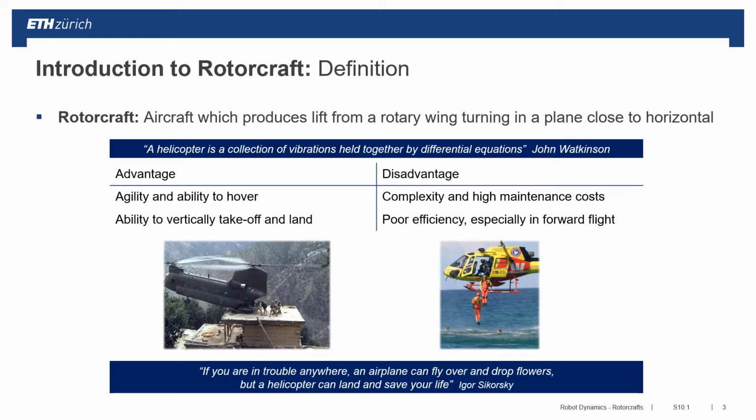They can hover at different spots very precisely, and they have, of course, the ability to vertically take off and land. On the other side, rotorcraft machines are very complex and in consequence need high maintenance costs. They are also more risky if you have, for example, a failure of a motor, and especially they have a very poor efficiency in forward flight, but also in all different operations.